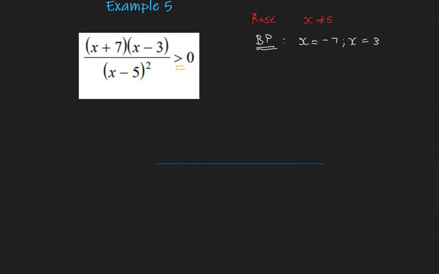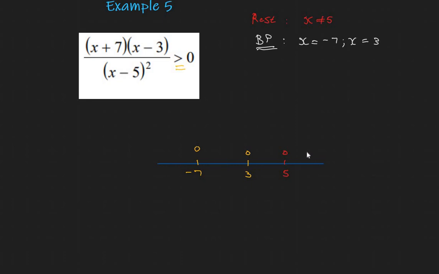Let's go for the restriction first. It's 5. So let's say 5 is over here. And of course, as we said, none is included here. So there's my restriction. And then my boundary point is 3, but it's also not inclusive. And then the minus 7, but it's also not inclusive. So this is giving us 1, 2, 3, 4 regions now.